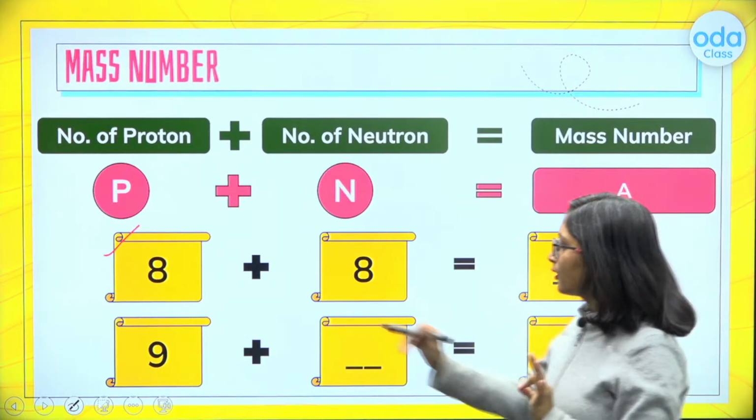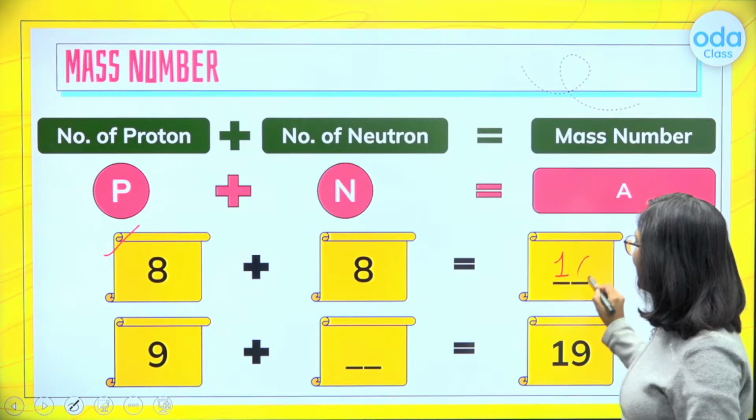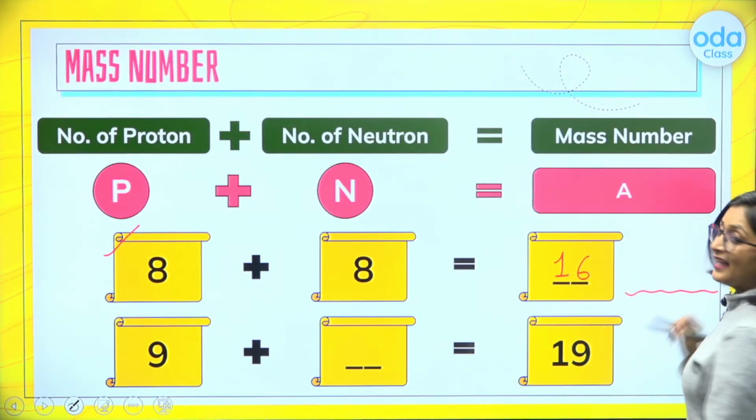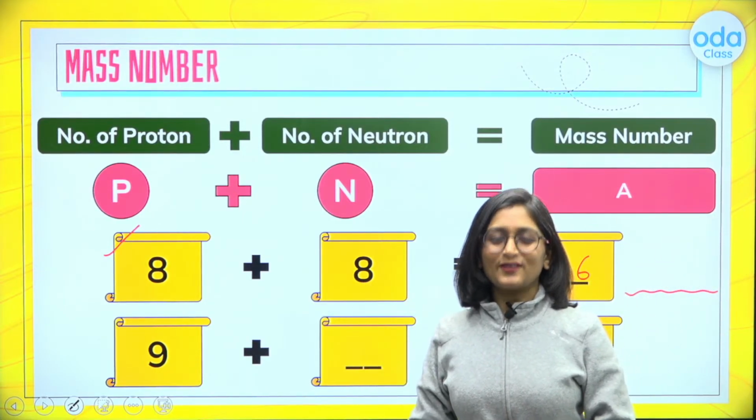Simple addition. 8 plus 8 should be what? 16. Well, did you find out which element it is? You can write the element there. So here, of course, that is going to be oxygen.